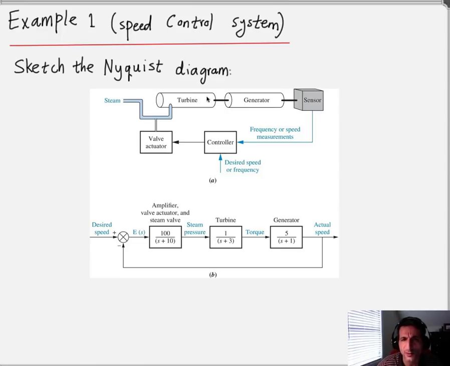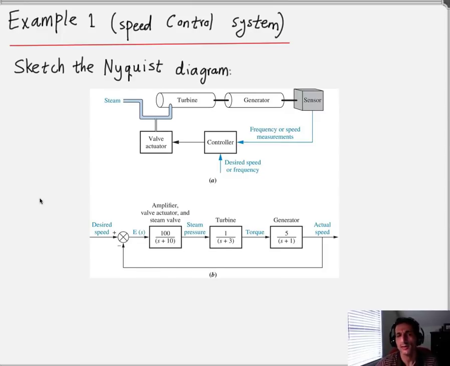Now, the different components of these systems, if they can be modeled as an LTI system, can simply be represented as a transfer function. The turbine is a first order system. The generator is also a first order system. And we have an amplifier, valve, actuator, and steam valve, which collectively can also be modeled as a first order system. If you close the loop, it's going to look like what you see here.